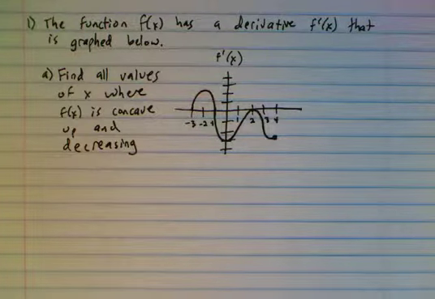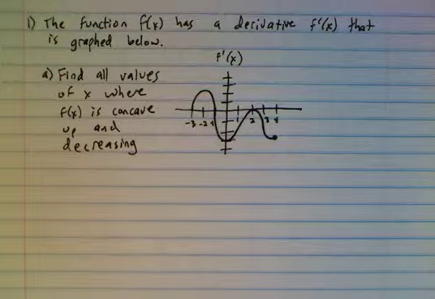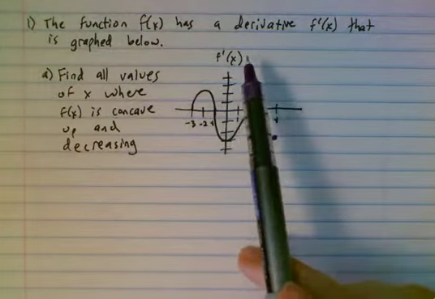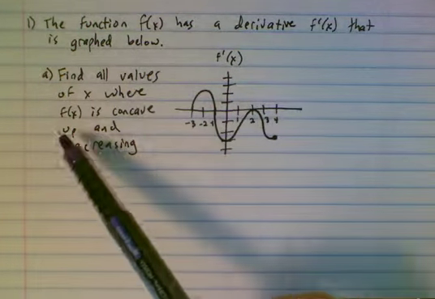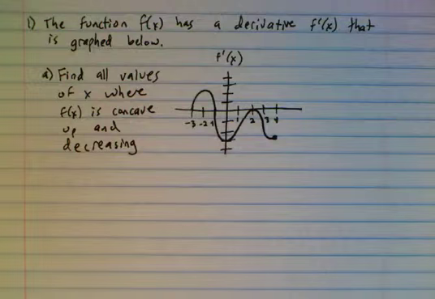So far, we've asked about where f of x has one characteristic, but it's also possible to ask about where f of x has two characteristics. So here we have f prime of x again, given to us in the graph. We want to find all values of x where f of x is both concave up and decreasing.